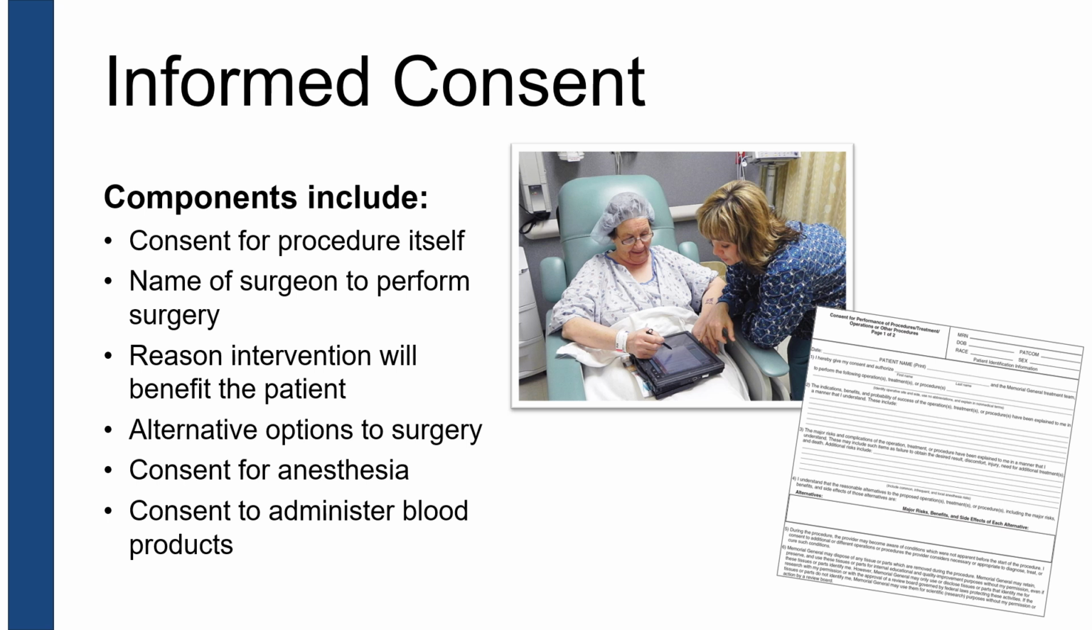Now that is not always on the informed consent because not all surgeries have a high risk of needing blood. So if you are signing consent to have a lesion removed from your arm and you're going into a surgical suite, it is very unlikely you're going to need a blood transfusion. So they're not going to ask you to consent to blood products. But if you're going in for a major surgery, a very vascular surgery, yes, then that might be a component that they will ask.